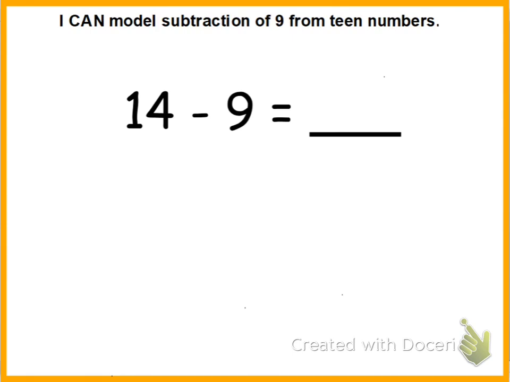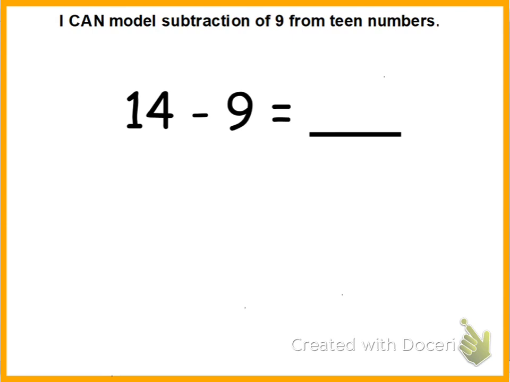Whenever we do the take from 10 with a number bond, our first step is that we just need to read the number sentence. We need to really understand what this number sentence is saying. It says 14 minus 9 equals blank. We know there's 14 and a minus 9, which means take away, equals blank. We have to figure that out.